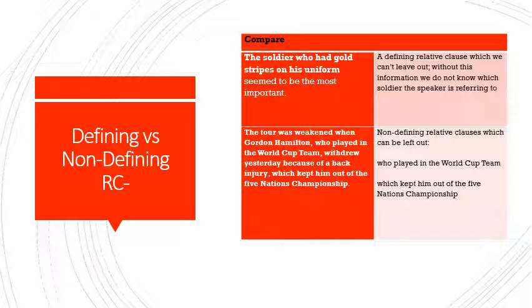Unlike the second example, where the relative clause, who played in the World Cup, which kept him out of the Five Nations Championship, can be deleted without altering the meaning of the sentence, and which is the tour was weakened when Gordon Hamilton withdrew yesterday because of a back injury. What should be retained is that a non-defining clause can be deleted without changing the meaning.